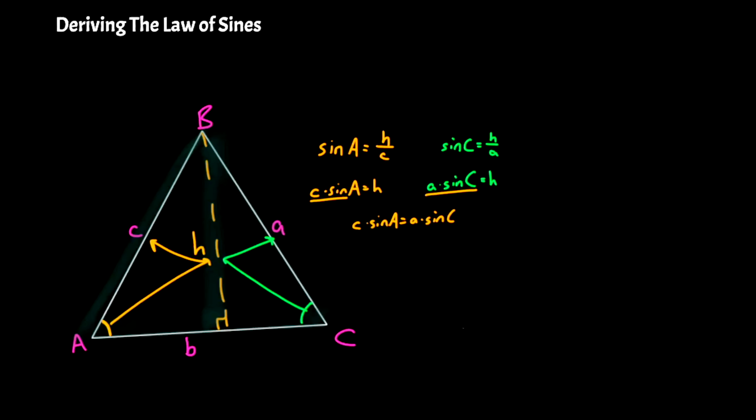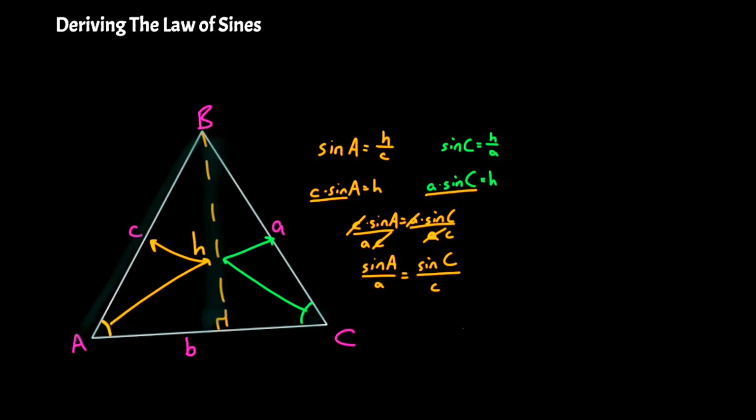Now there's one more step we can take that's kind of nice. If we just divide both sides by A, that would cancel both of those out. And then if I also divided both sides by C, that would cancel both of those out. And now we'd be left with this: sine of angle A over side A equals sine of angle C over side C. So it's a nice and organized equation because the A's are together and the C's are together.